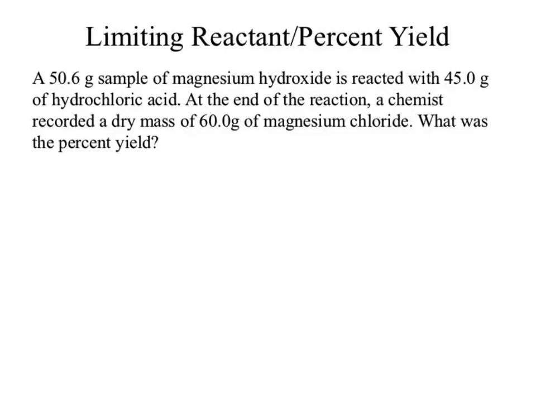We have a mass sample of magnesium hydroxide, a mass sample of hydrochloric acid, which is already kind of nice because typically hydrochloric acid is dissolved in water, so a mass sample actually is nice because we're telling you how much hydrochloric acid as opposed to a volume. Okay, so we've got a nice little shortcut here. At the end of the reaction, a chemist recorded a dry mass of 60.0 grams of magnesium chloride. What is the percent yield?